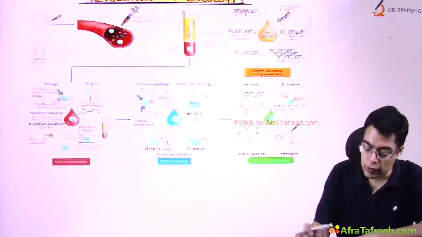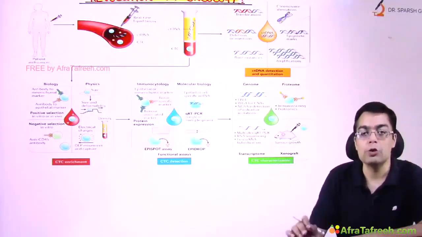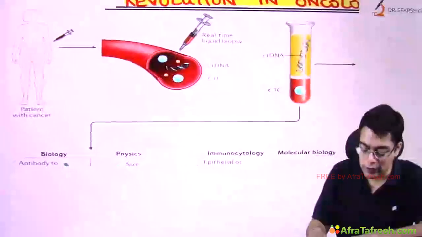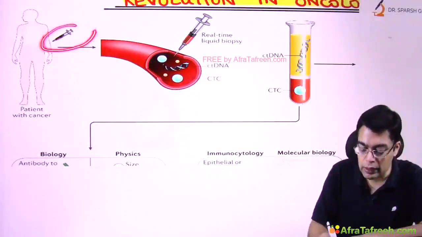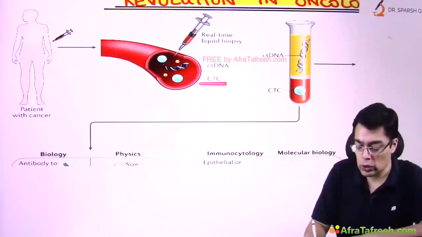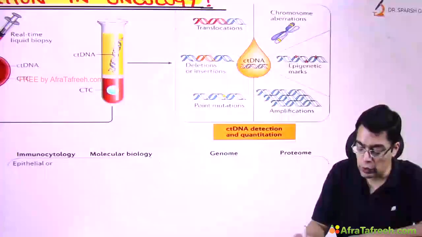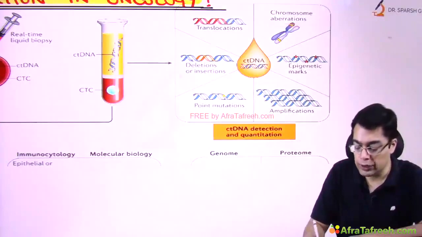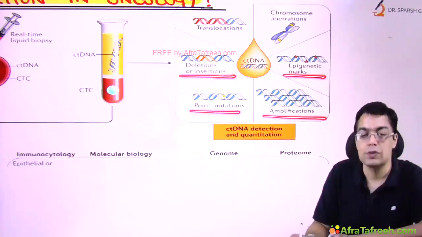All in all, what I can tell you is that liquid biopsy is currently a very important revolution in oncology, and that's a summary that I've taken from the journal Nature to help you recall that whenever we are talking about patients who have a cancer, you are going to take their blood sample or body fluid sample. You are going to extract circulating tumor cells or the circulating tumor DNA or exosomes. The circulating tumor DNA is going to be analyzed for the presence of translocations, chromosomal defects, deletions or insertions, epigenetic markers, point mutations, or certain amplifications.